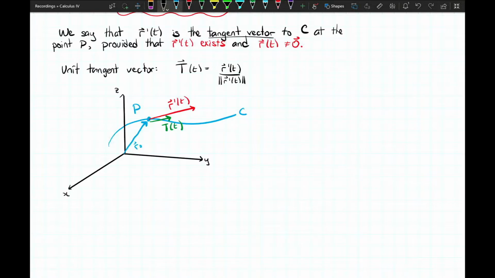Well, to get the equation of the tangent line, every point on that line can simply be written out as r naught, the position of point P, plus the parameter t times r prime of t, or we may use the unit tangent vector instead. That would just get us a set of points that are parallel to that vector passing through the point P.